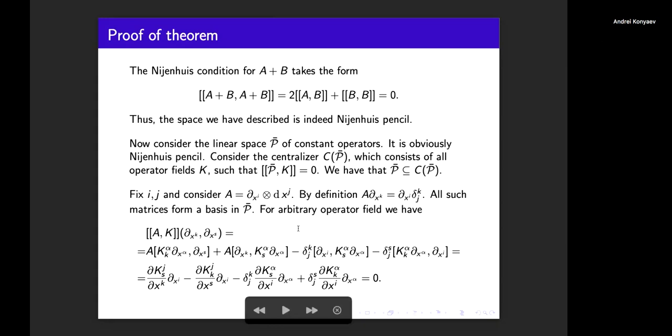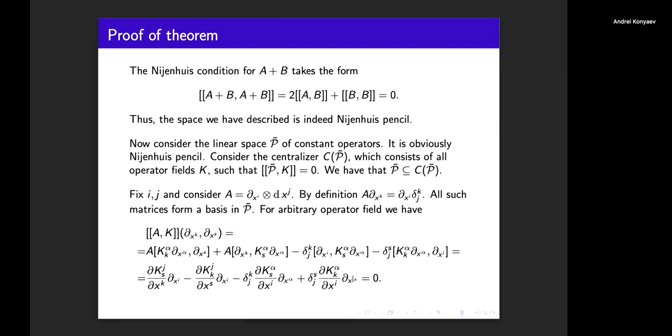So I open the brackets because this matrix is constant. I have only four terms. They look like this. I take the Kronecker delta out of the bracket because it's constant. And after opening all the brackets, I get the following formula. You have partial x_i and partial x_alpha, and here you have a summation in alpha.